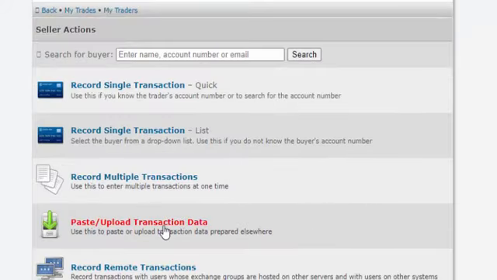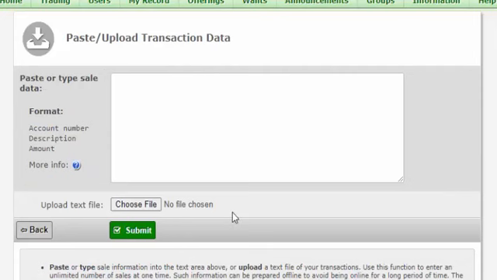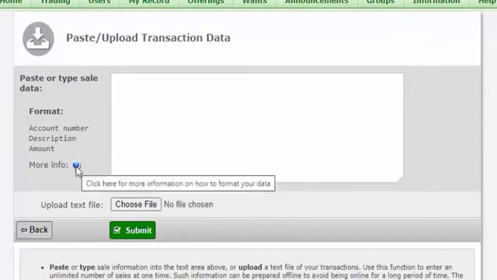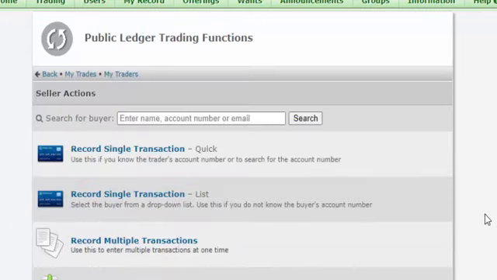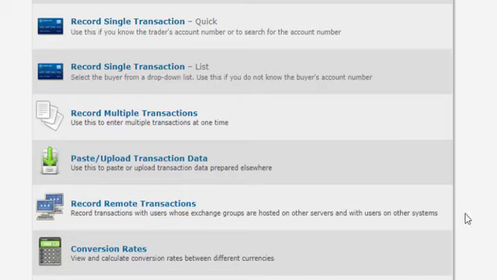Now you could, if something's more complicated and somewhere else you recorded transaction data that you wanted to upload to this particular transaction, you could do that here. Here you're uploading a text file. If you don't understand that, you could click here for more information on it. On that one, you could have entered a lot of transactions, by the way.